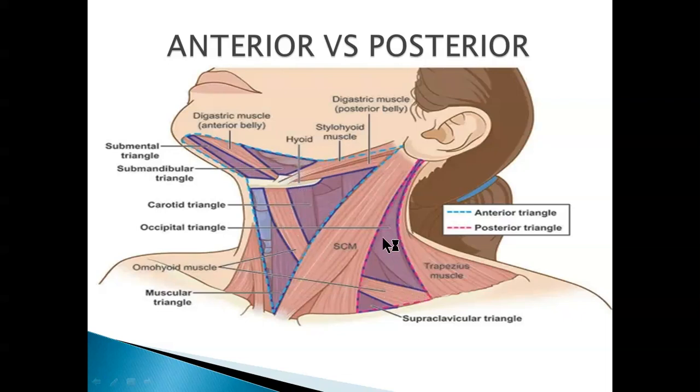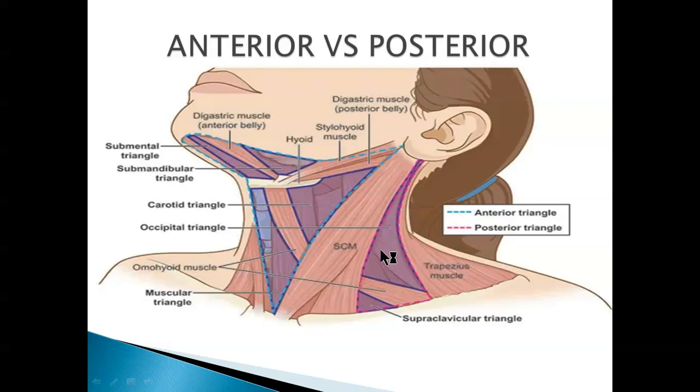So a question can be asked: the posterior triangle is divided into two triangles with the help of which structure? Our answer should be the inferior belly of the omohyoid muscle.